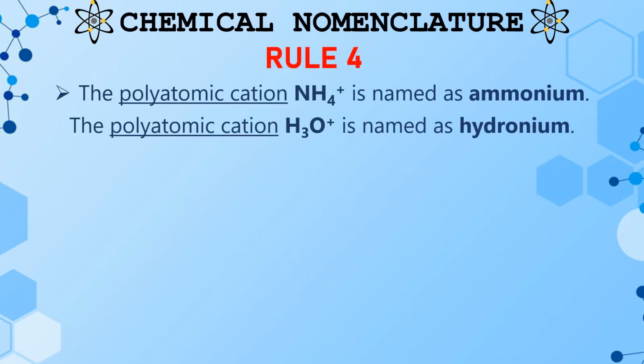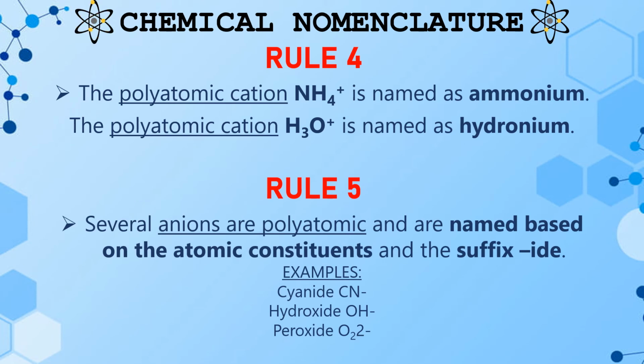Let's continue with rule number 4. The polyatomic cation NH4+ is named as ammonium, while the polyatomic cation H3O+ is named as hydronium. Rule number 5. Several anions are polyatomic and are named based on the atomic constituents and the suffix -ide. Common examples are listed here.